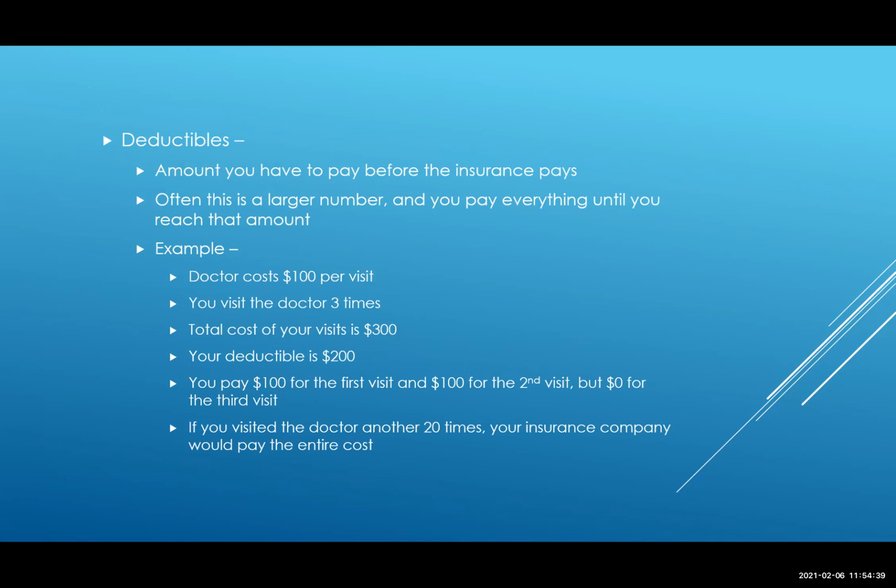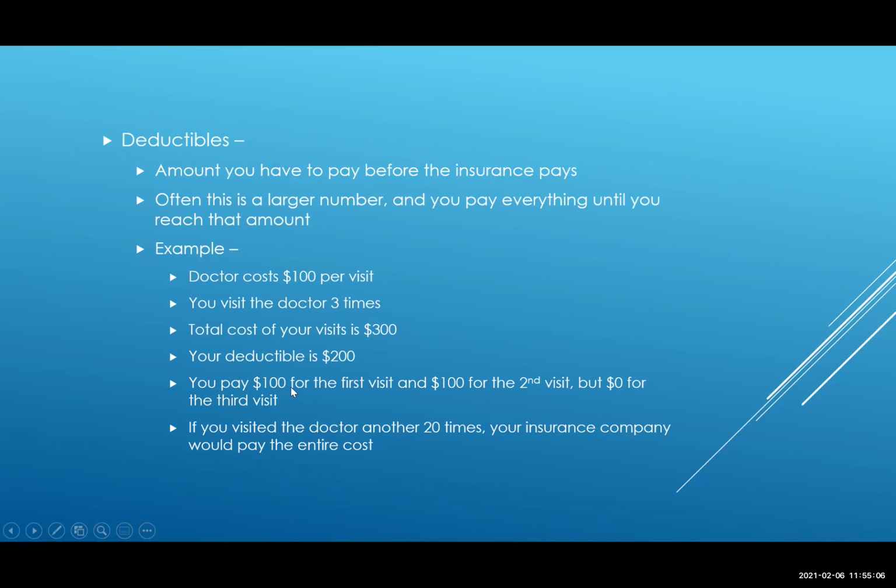Deductibles are the amount of money you pay before the insurance company even starts paying. So this is often a large amount, $2,000-$3,000, and you pay everything until you reach that amount. So the doctor costs $100 per visit. You visit 3 times, you're paying $300. Your deductible is only $200, which I've never seen, or haven't in a long time.